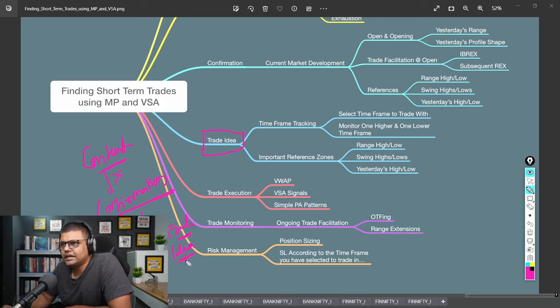All right, you have to develop a trade idea. Why is developing a trade idea essential? Very simply, unless and until you have a clear idea about what you are going to do in the markets, how will you know when you are wrong? Let me give you an example.